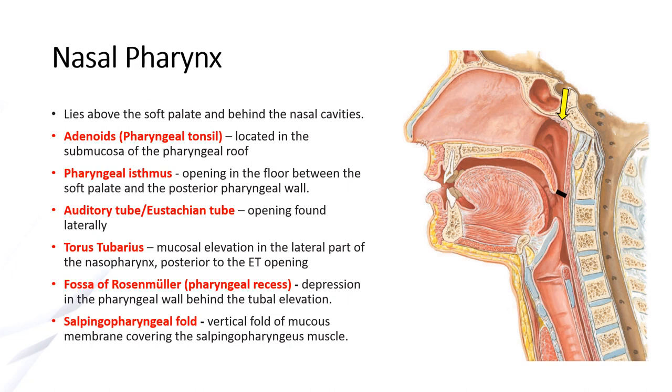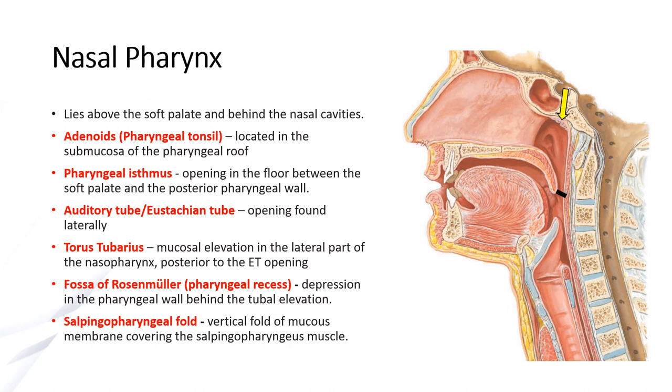Let's go to the nasal pharynx, or the nasopharynx. This lies above the soft palate and behind the nasal cavities. We have the following terms. First, we have the adenoids, or what we call the pharyngeal tonsils. They're located in the submucosa of the pharyngeal roof, which is indicated here.